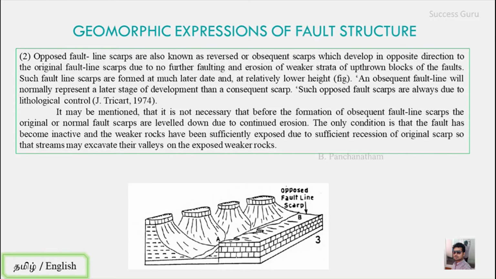It may be mentioned that it is not necessary that before the formation of the subsequent fault line scarp, the original or normal fault scarps are leveled down due to continuous erosion. The only condition is that the fault has become inactive and the weaker rocks have been sufficiently exposed due to sufficient recession of the original scarp, so that the stream may excavate the valley on the exposed weaker rocks.